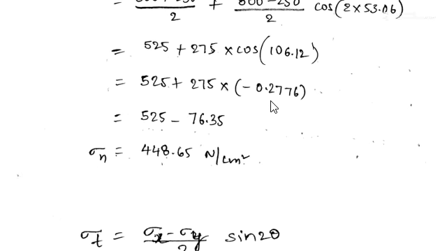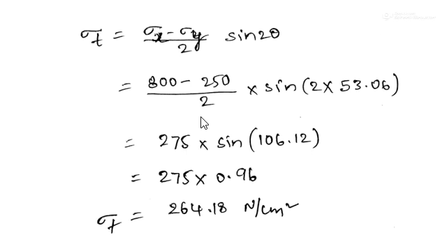So that is the normal stress on the diagonal AB. Now the shear stress along the diagonal AB, that is our tangential stress sigma t, is given by the formula sigma x minus sigma y by 2 sine 2 theta. Sigma x we got 800 and sigma y 250, and sine 2 into theta value 53.06. When you substitute, it is sine of 106.12, which is 0.96, and it is 275 for this first step. If you simplify that, we are getting sigma t, tangential or shear stress on the diagonal AB, as 264.18 Newton per centimeter square.